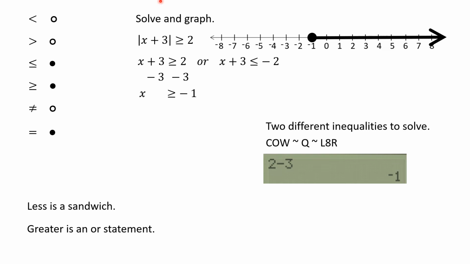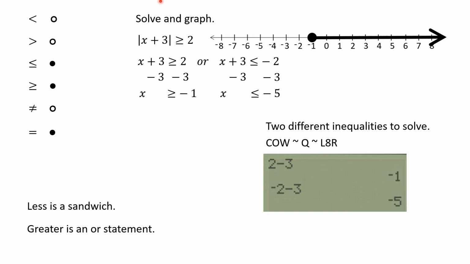Second inequality, I need to subtract 3 from each side. Calculator for the assist if need be. And I come up with a negative 5. Solid dot at the negative 5. Shade to the left.